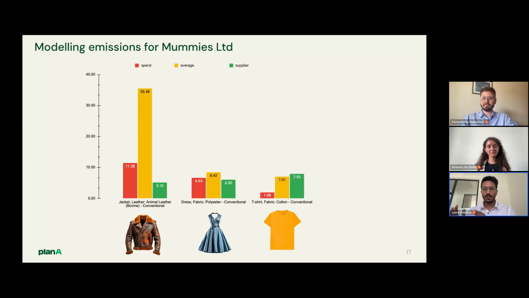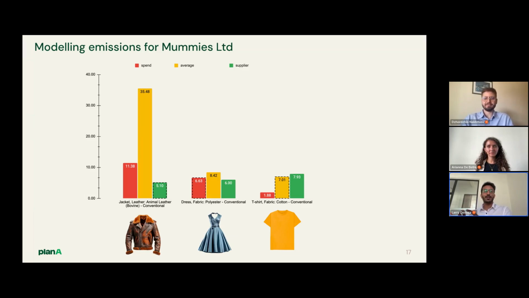The final product is exactly the same. So it's a jacket, a dress, and a t-shirt. However, we make changes between the methods for each of these products about how it's made and how it's accounted. And that is why you would see there is a difference in emissions. So as you can see on the screen, there is a scenario where whichever product you select, it has the lowest or the highest emissions, depending on the methodology. This is why it's complicated.